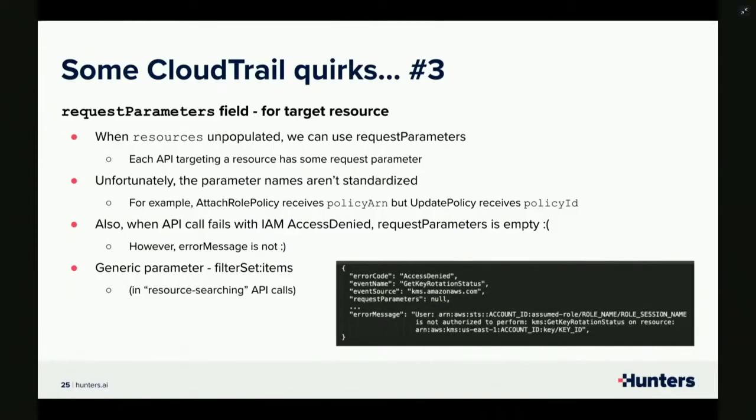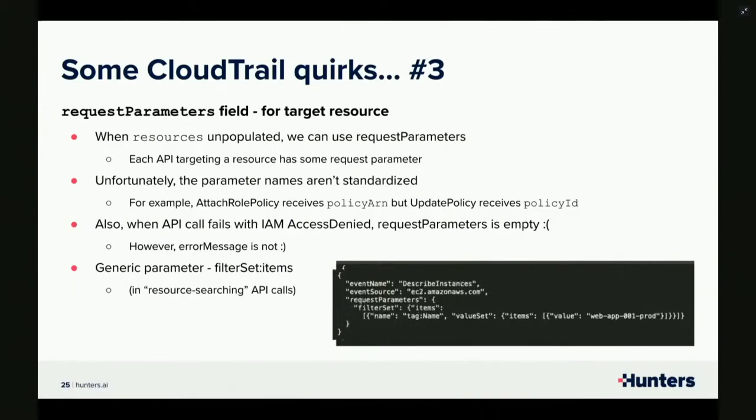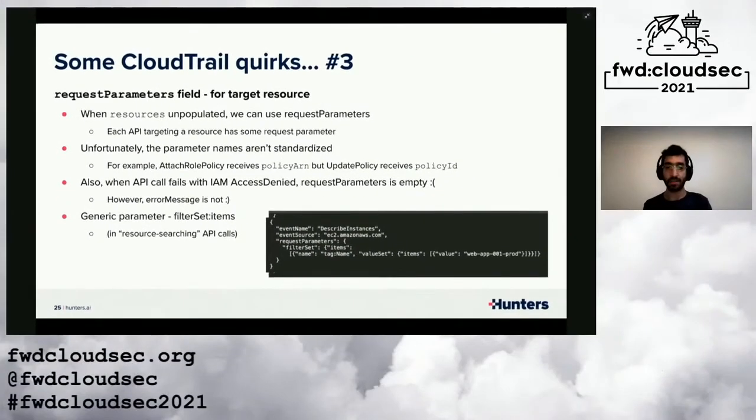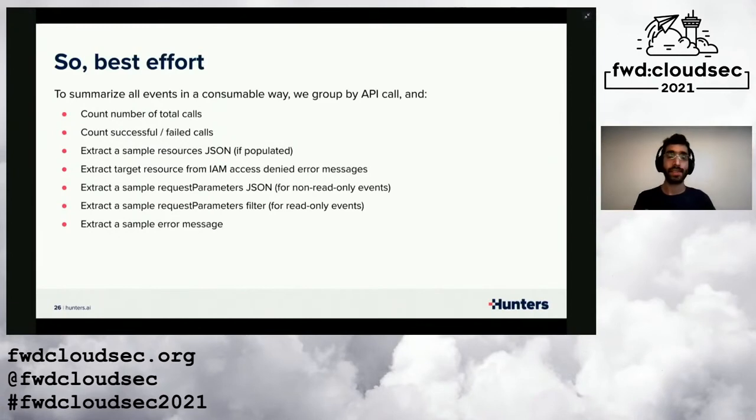And also, in resource searching API calls, like searching for a specific instance, there's a generic parameter usually called filter set, where we can consistently find the resource being searched for. Okay, so what do we do? We basically group by API call, for example, describe instances and all other API calls. And for each of these API calls in the thousands of logs of a session, we do a number of things. First of all, we count the number of overall calls for that API call, specifically how many of them succeeded and how many of them failed.